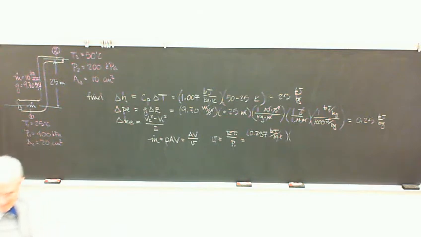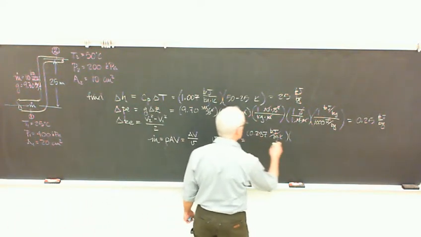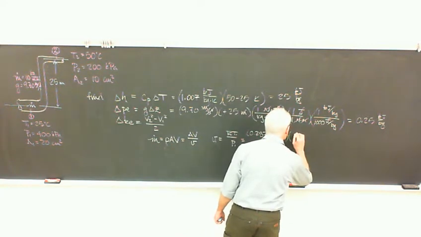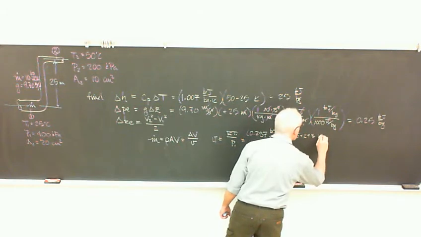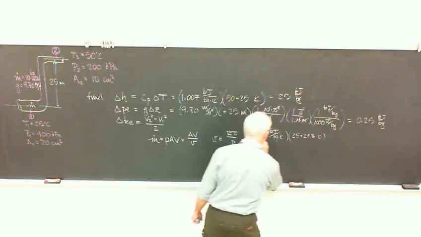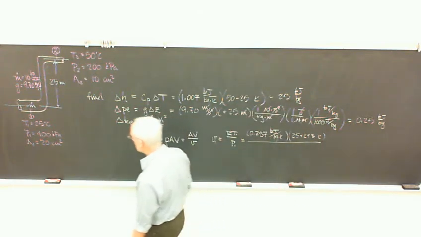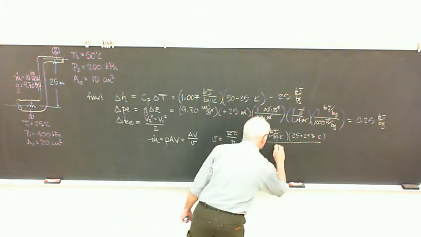Temperature was what? 25? It needs to be in Kelvin, right? It does need to be Kelvin on this one because this is not a delta T. So that's 25 plus 273 K. And then the pressure is 400 kilopascals.